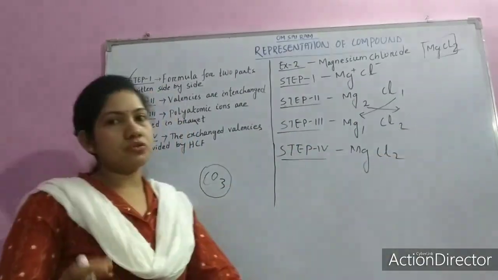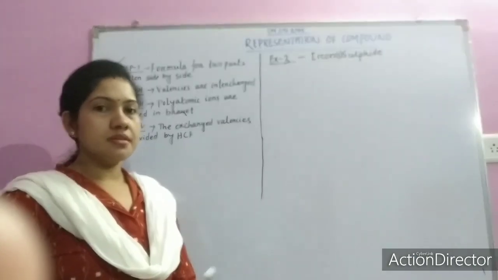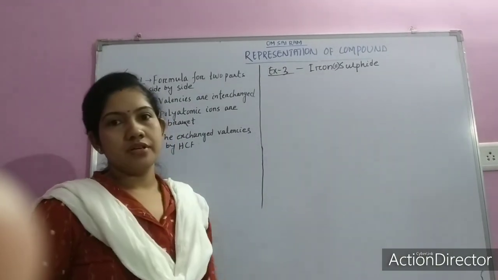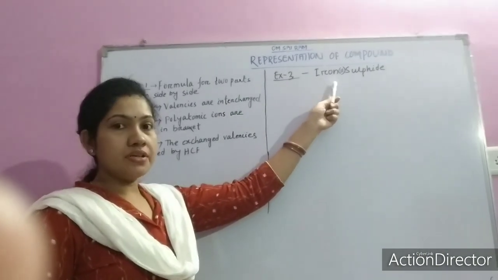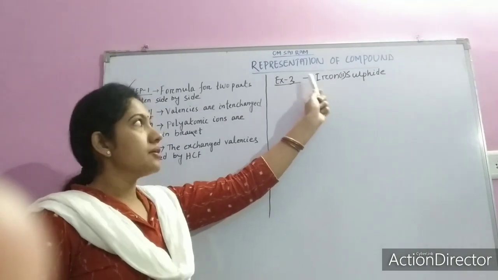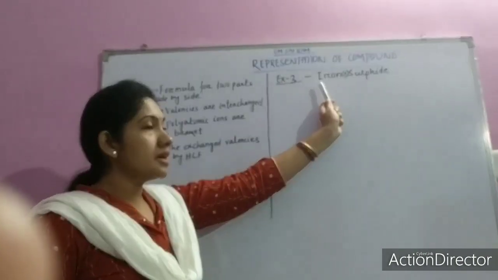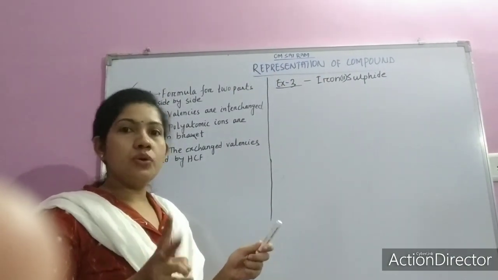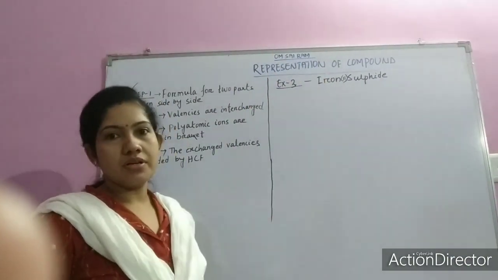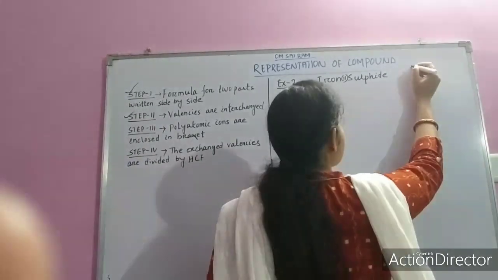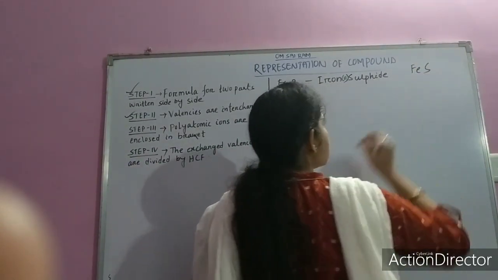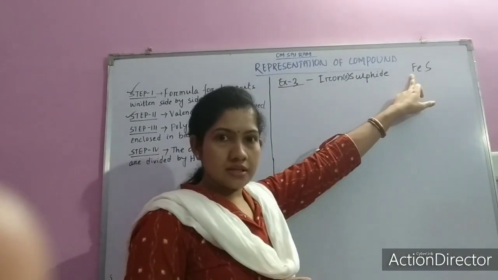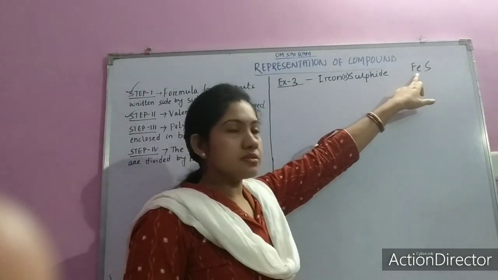Now let us move on to the next example. Students, let's talk about our third example, that is iron(II) sulfide. Remember, I have written 2 in bracket, which means it is ferrous. In ferrous sulfide, iron loses 2 electrons, which is why I have written 2 in bracket. So what formula can we write? FeS. The two parts of iron sulfide are Fe, the iron, and S, sulfur.